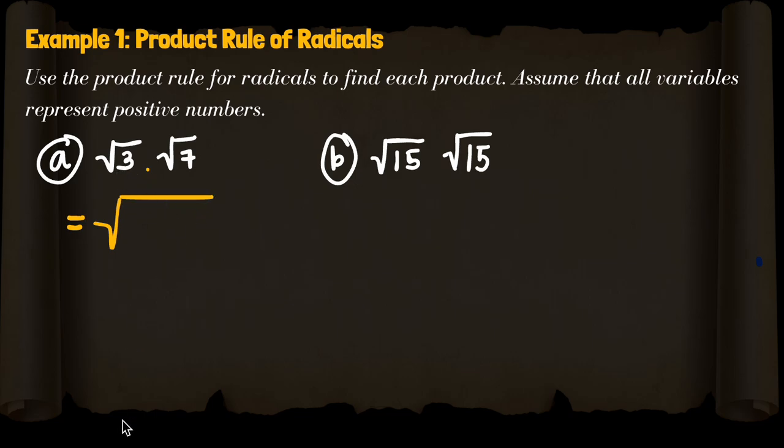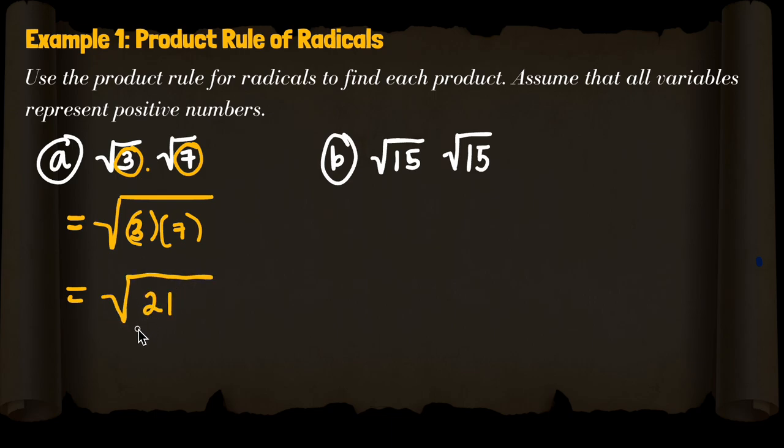Gumawa ako dito ng mas malaking version ng radical symbol, and then ang gagawin natin dito is yung dalawang number, yung radicand, sa loob ng radical symbol ay imumultiply natin. So we have 3 times 7. Okay? So when we multiply 3 and 7, we get the square root of 21. If we can simplify it, then simplify. Maybe this is going to be the final answer for this first example.